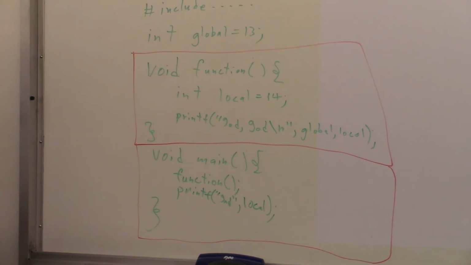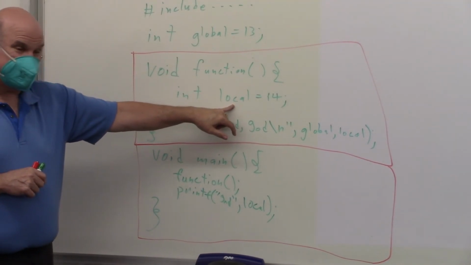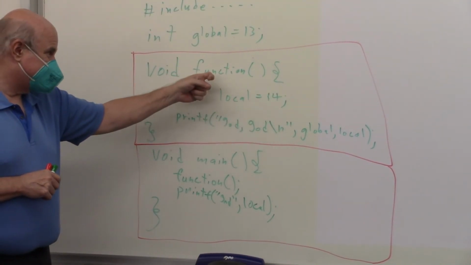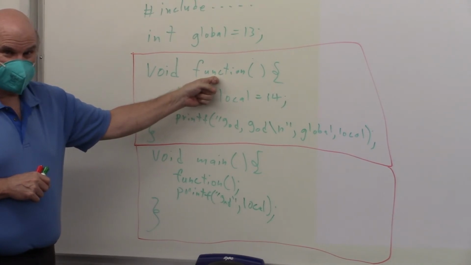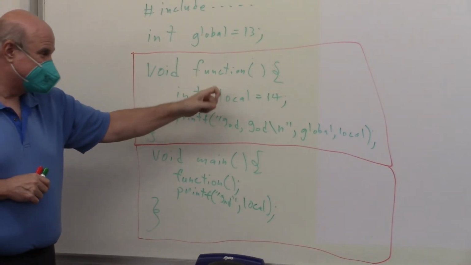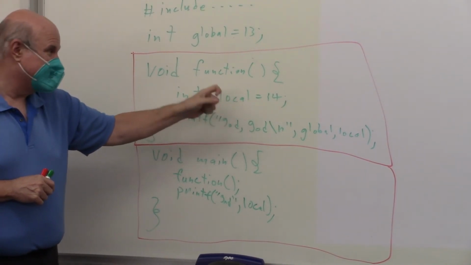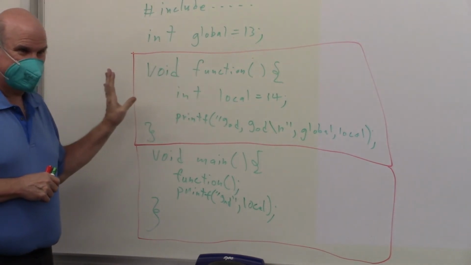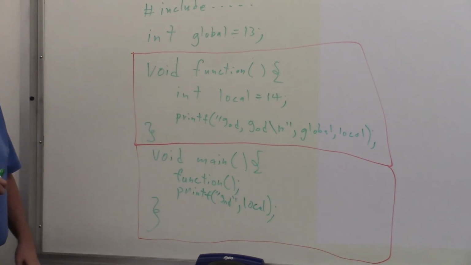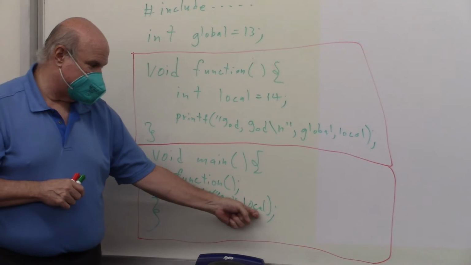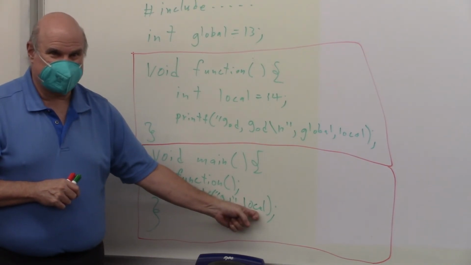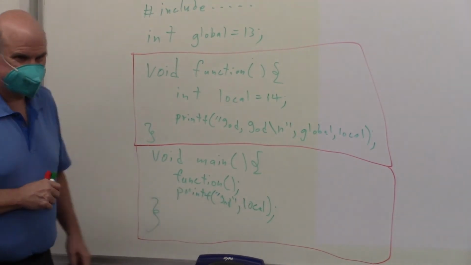Okay, this is what is meant by scope. So the scope of the variable named local is simply within the function named function. That is the scope of the variable local. Outside function, it cannot be seen by anybody. And the compiler will give you a compile error if you try to reference it. So this would give you a compile error that says, no such variable local, or something like that.